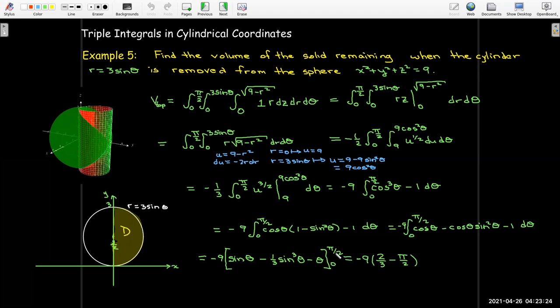Sine of pi over 2 is 1, so 1 cubed is also 1. I get 1 minus 1/3. That gives me 2/3, and then pi over 2 from the theta portion here. Multiply that out. I want to put the positive part first, so I get 9 pi over 2 minus 6. That is the portion of that cutout which is above this half disk.